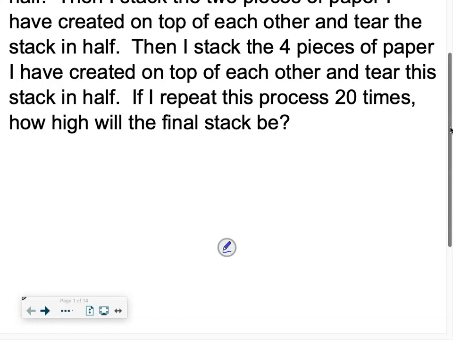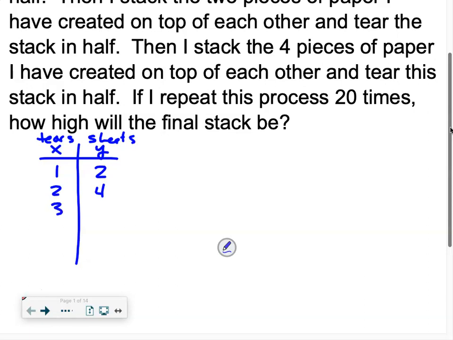So let's just call X the number of tears, and then we'll call Y the number of sheets of paper that we have stacked in our stack. So if we have 1 tear, we now have 2 sheets of paper. After 2 tears, we have 4 sheets of paper. After 3 tears, we have 8 sheets of paper. And it keeps doubling from there because we keep tearing it in half and stacking it on top of itself.